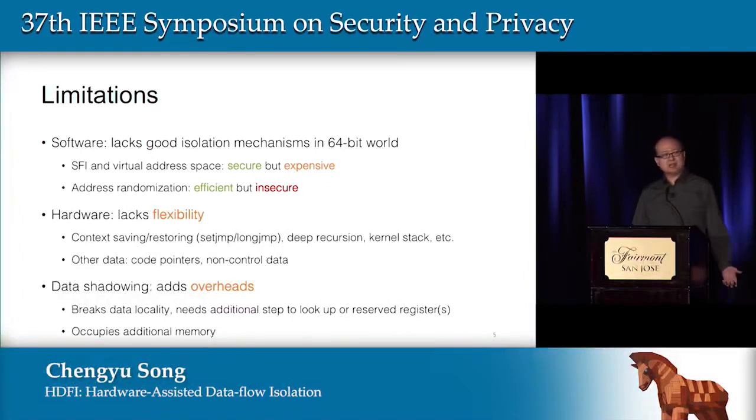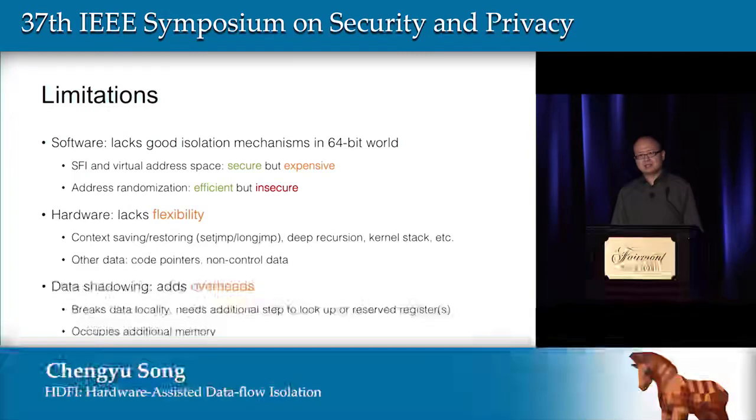So for solutions that opt for security, such as using masking or virtual address-based isolation, they are secure, but they are slow. On the other hand, for solutions that opt for efficiency, such as using randomization-based isolation, they are efficient, but have been proven to be broken.